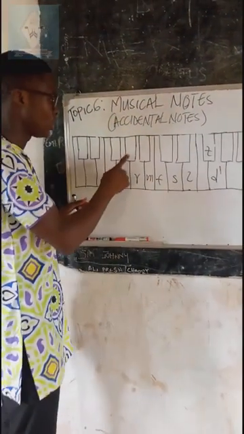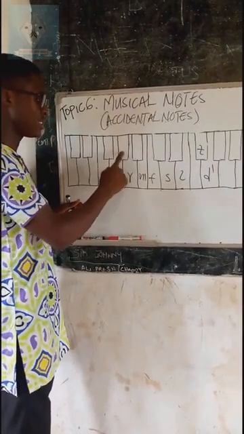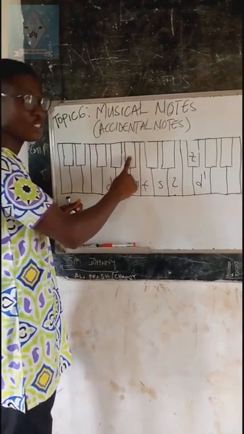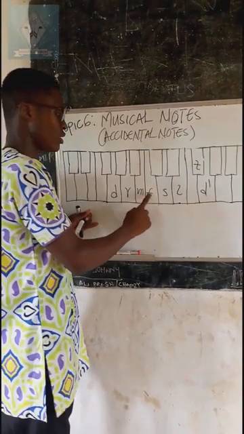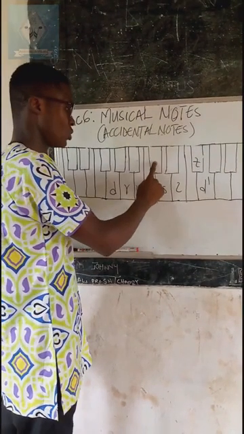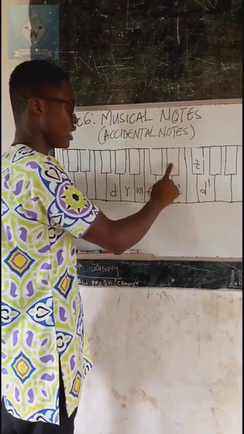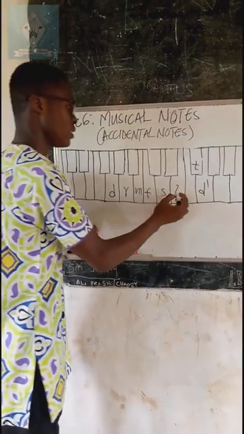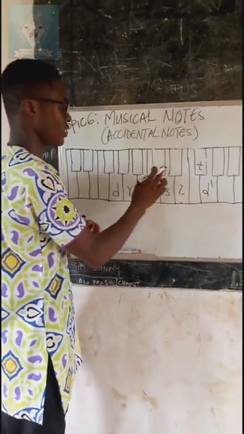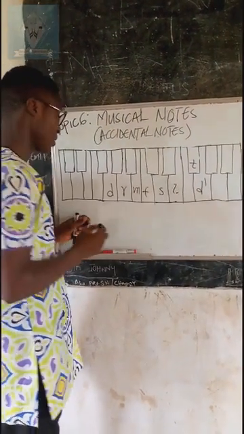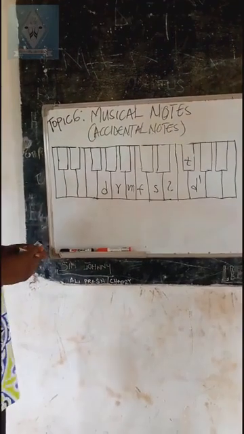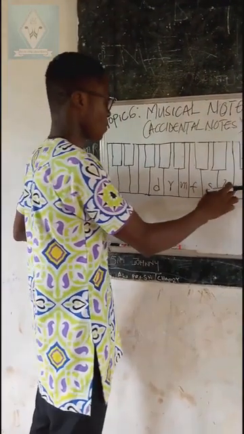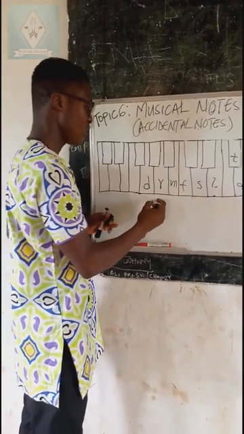Now the key between do and re is left empty. The key between re and mi has no note on it. The key between fa and sol has no note on it. Sol and la, no note. La and ti, no note. Leaving us with 5 accidental notes.